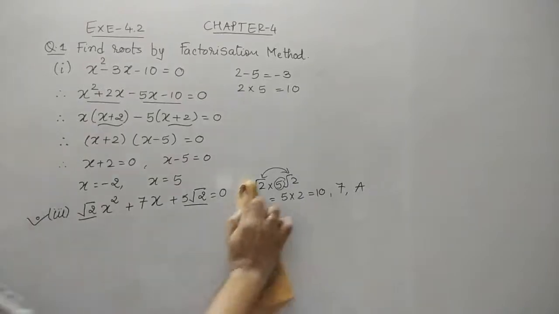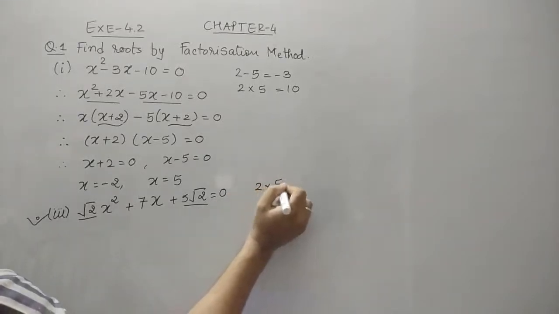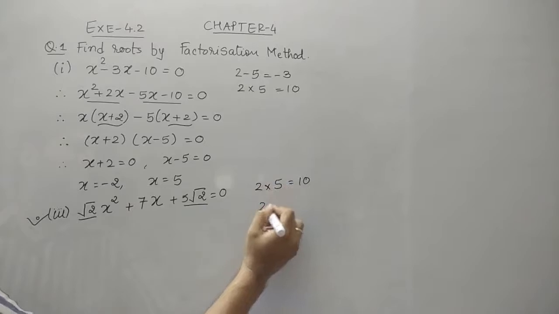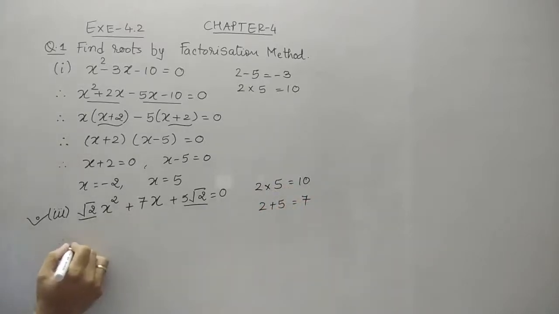So let's again give the answers of all those three questions. We have to find the factors of 10. So the factors are 2 and 5. And we have to get the 7. So 2 plus 5, that is 7. So now let's see how it should be written.